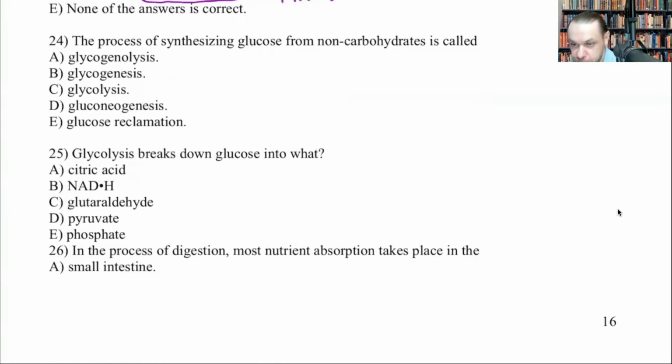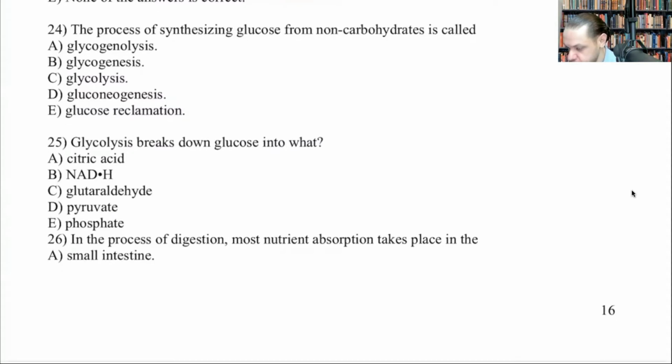Okay. 24, we got Jackson. Would you like to go, Jackson, for 24? Yeah, the process of synthesizing glucose from non-carbohydrates is called... Non-carbohydrates. So basically, you're making sugar from non-carbohydrates, like amino acids, right? Fatty acids. B, glycolysis. Which letter? B.